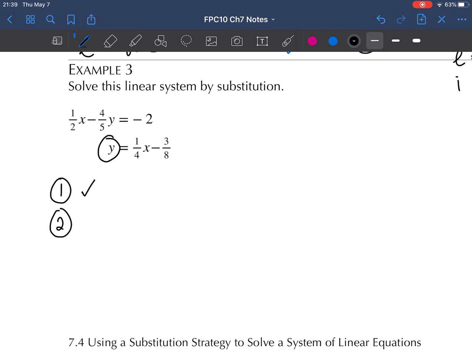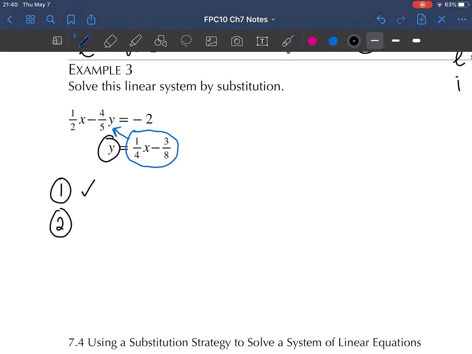Step 2, substitute that in to the other equation. So we're going to take this right here and put it in for y in our other equation. Now, I am not touching the fractions here yet. We're going to deal with the fractions. So we take this 1/4 x minus 3/8 and we substitute into the other equation in for y because that is what y equals.